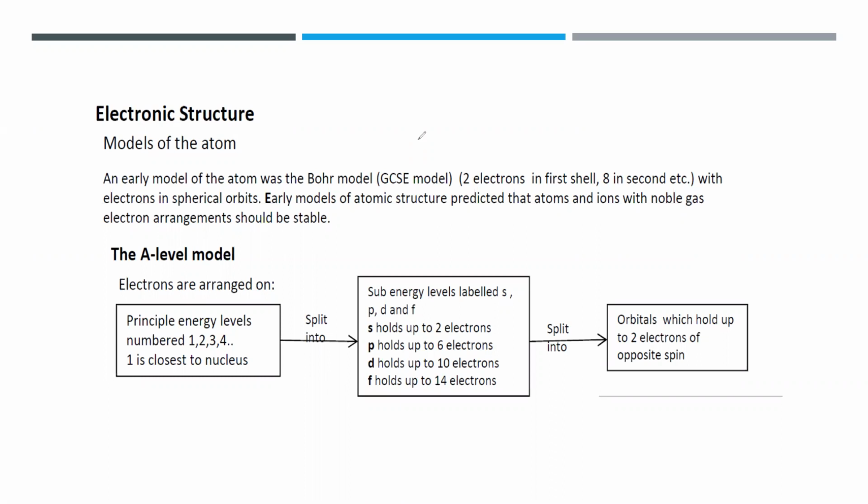In O levels, you used to draw the structure of an atom and show the electrons in the shells. So the central part, we call that the nucleus, which contains neutrons and protons. And around the nucleus, electrons are moving. For the first shell, maximum it can hold 2 electrons. Then we draw the second shell, and maximum it can have 8 electrons, and so on.